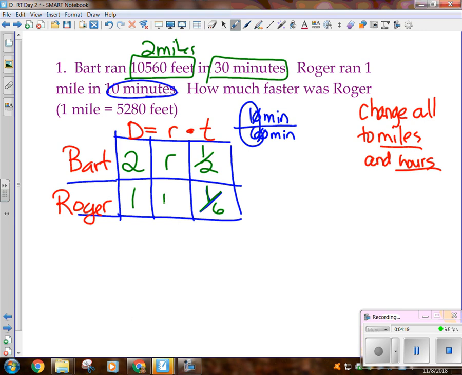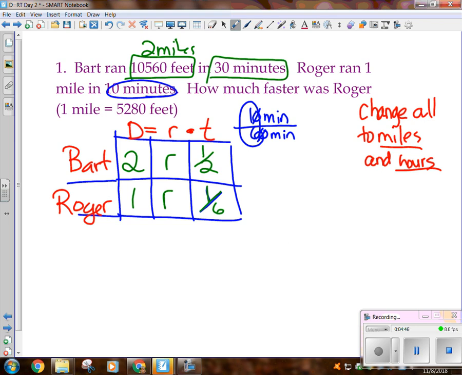His rate. Now notice the question says, how much faster was Roger? In other words, I need to know how fast did Bart run, how fast did Roger run, and once I get those answers, then I'm going to have to say who was faster, how much faster. So what if one of them ran 10 miles an hour, and the other one ran 12 miles an hour? Then you would have to subtract to get 2. Does everybody see what we're getting ready to do?